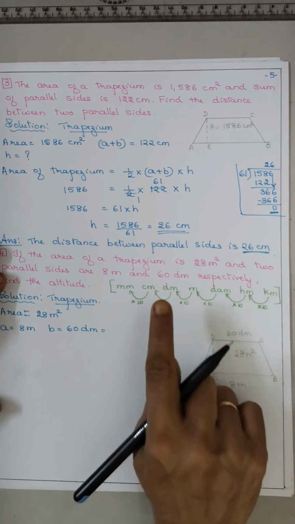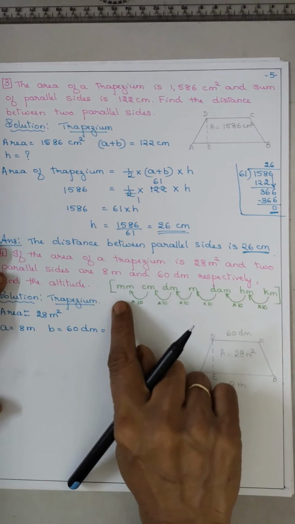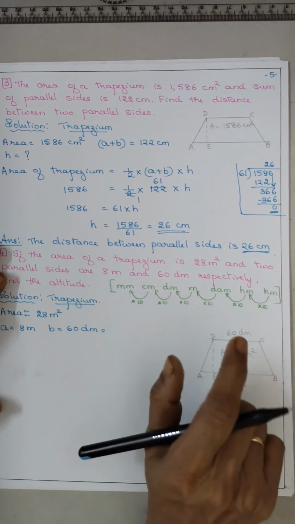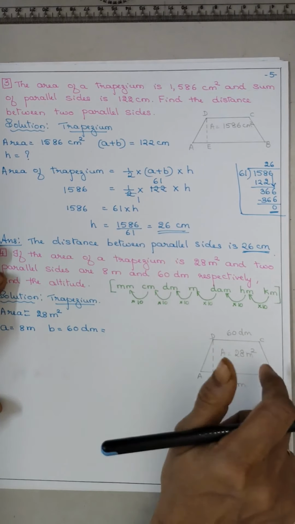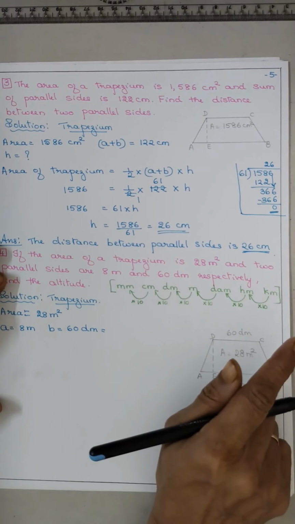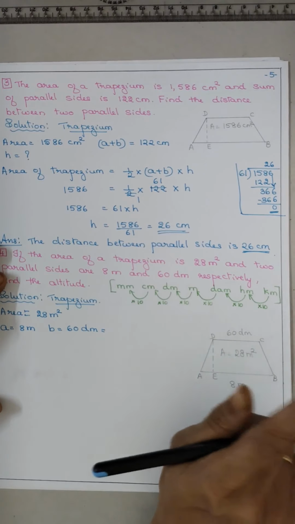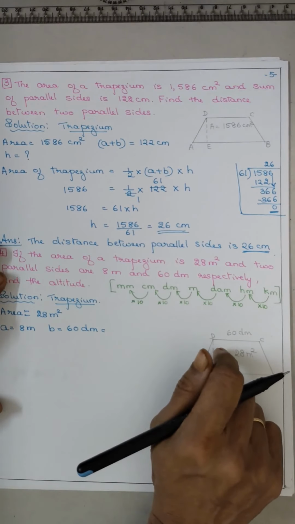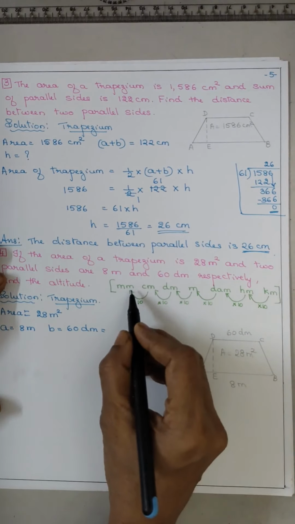Conversion of a bigger unit to the smaller, you are multiplying. This you have learnt in the lower classes. बड़ा यूनिट को छोटे में कन्वर्ट करने के लिए मल्टीप्लाई करते हैं, छोटे को बड़े में कन्वर्ट करने के लिए डिवाइड करते हैं. ठीक है, ये आपको मालूम है.